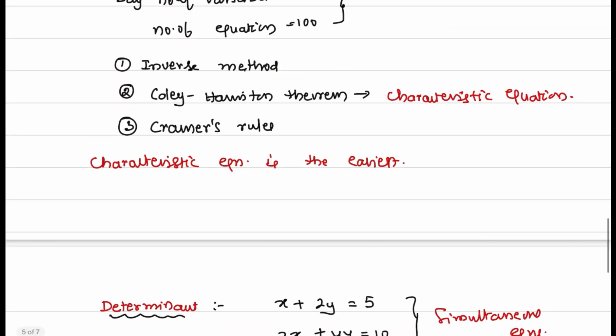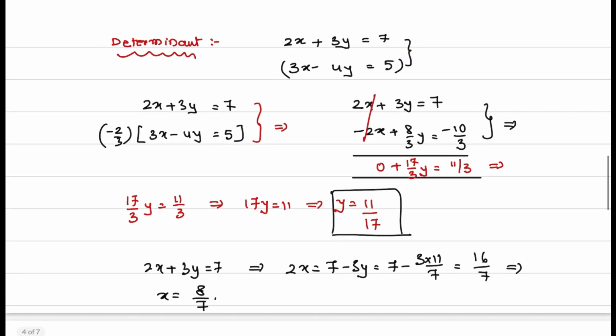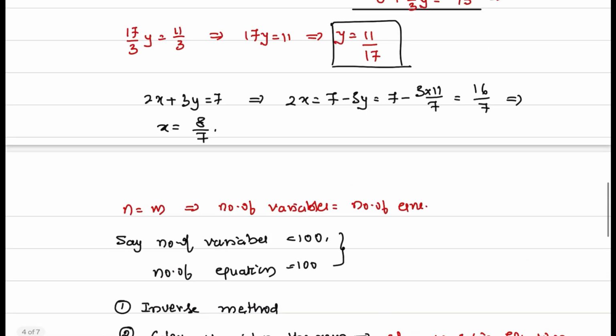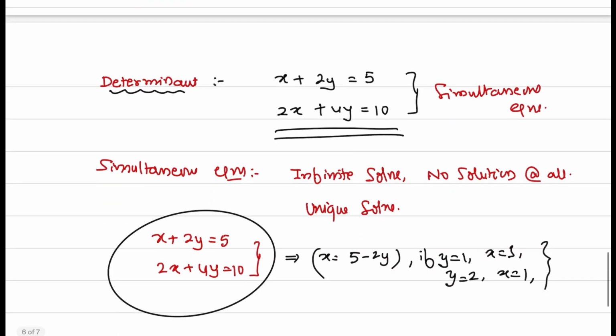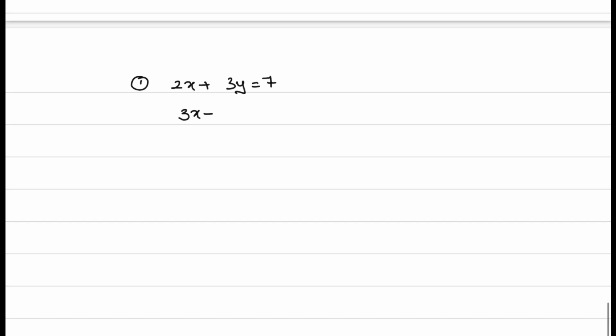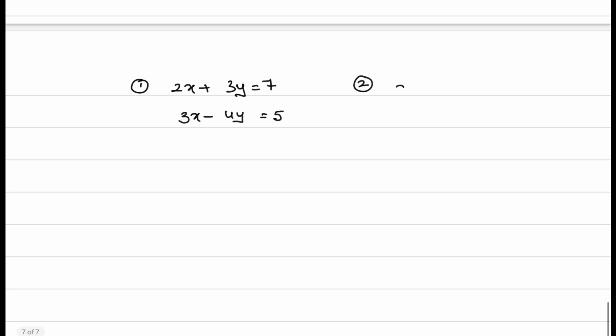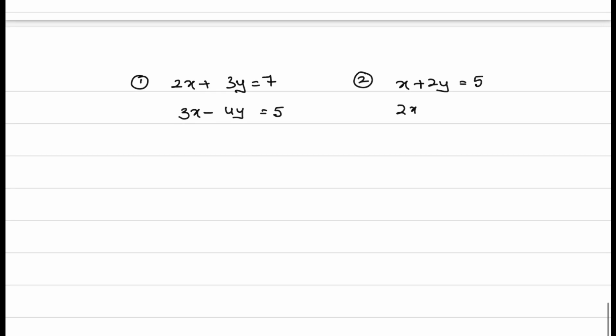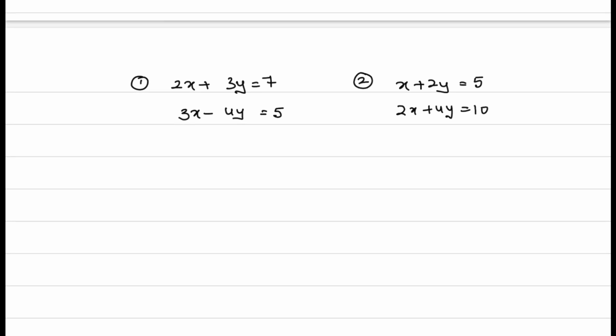Now, we have solved one set of equations, 2x plus 3y is equal to 7. We will take up the same examples. One set is 2x plus 3y is equal to 7 and 3x minus 4y is equal to 5. The second set is x plus 2y is equal to 5 and 2x plus 4y is equal to 10. The first one has a unique solution, the second one has infinite solutions. How to find out?